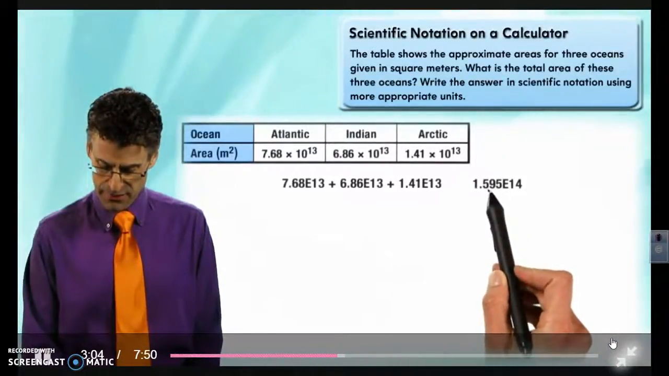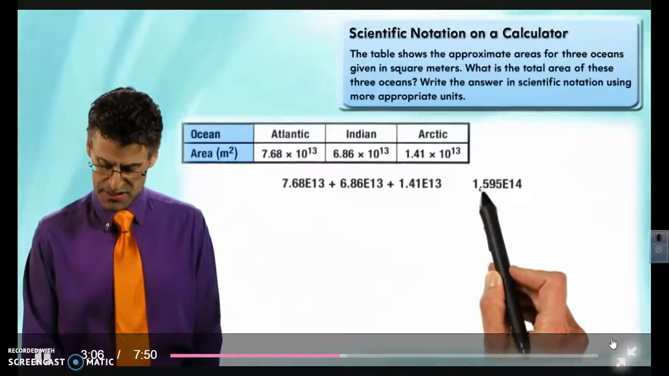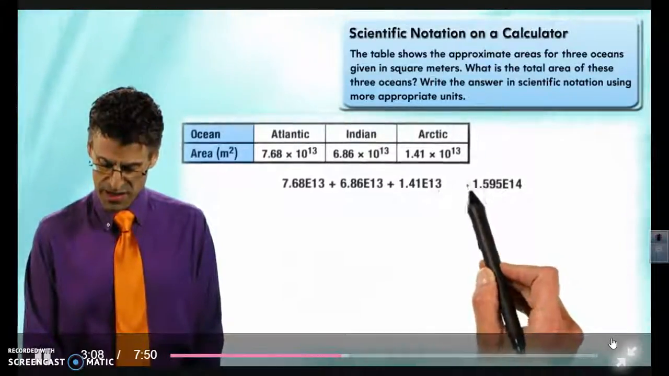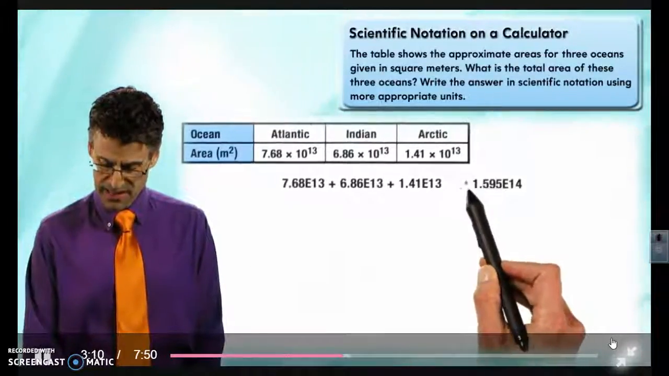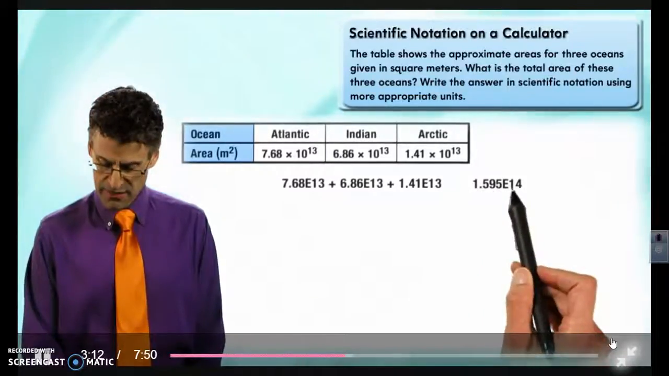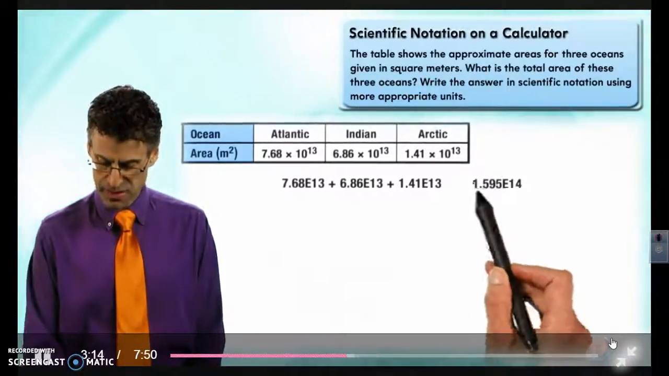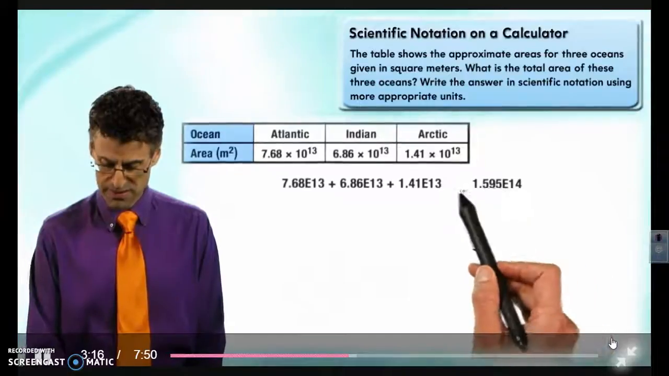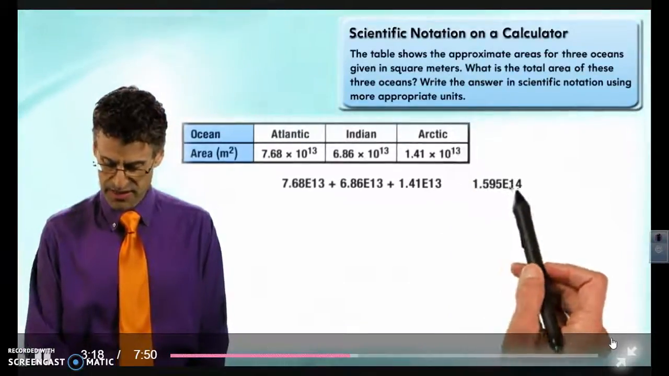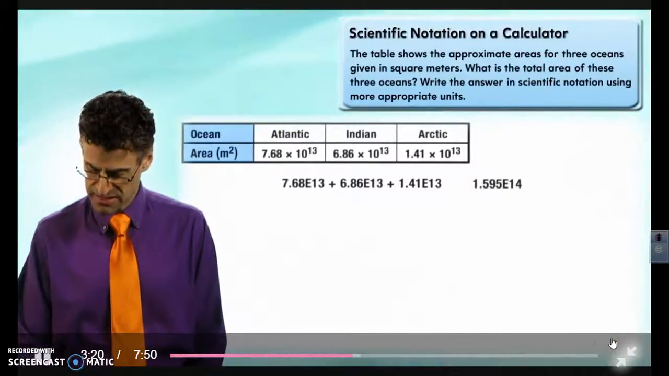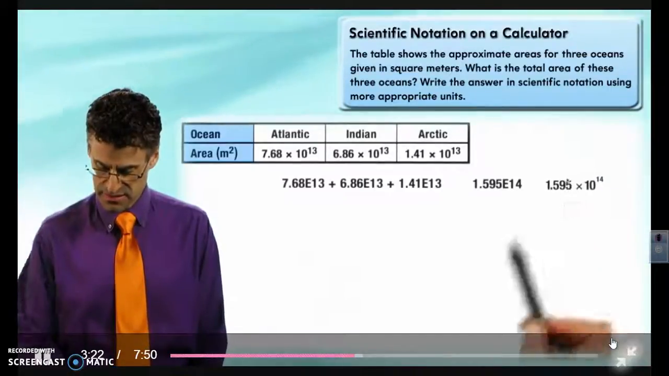Instead of 15, I pushed this decimal back here, so this number now is less than 10. But that involves multiplying the answer by another factor of 10, which means instead of having 10 to the 13th, I now have 10 to the 14th. So this actually means the same thing as this.